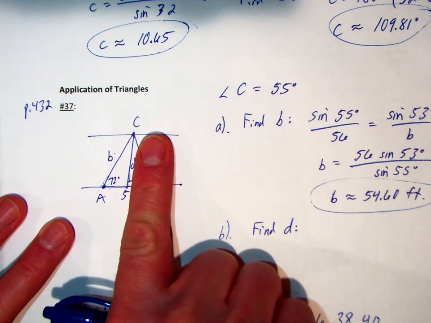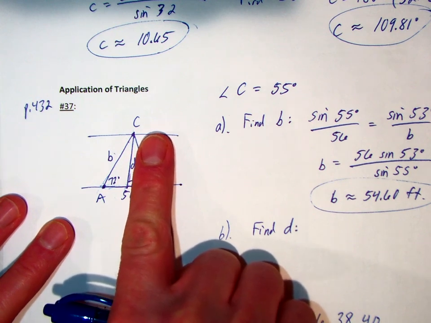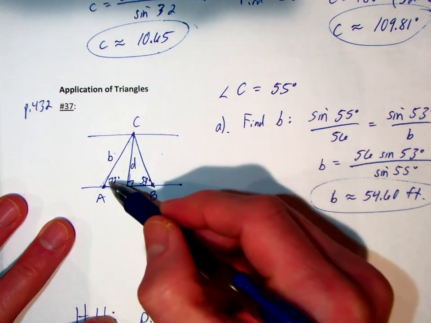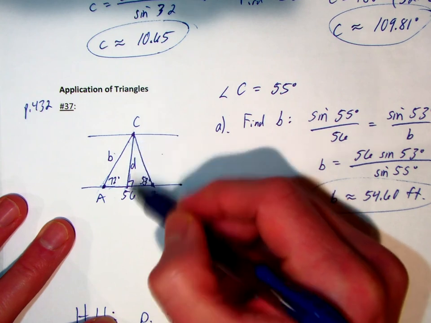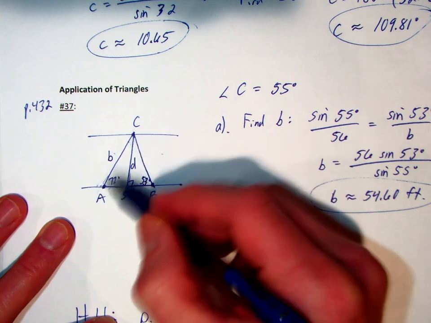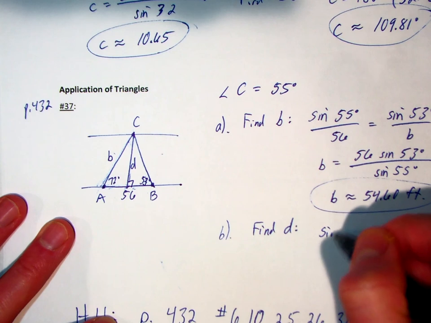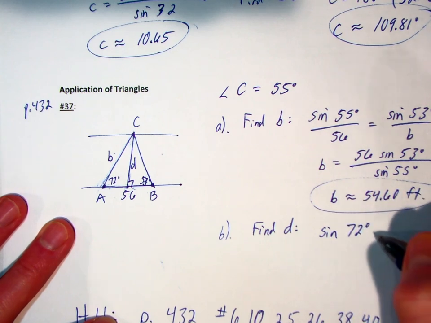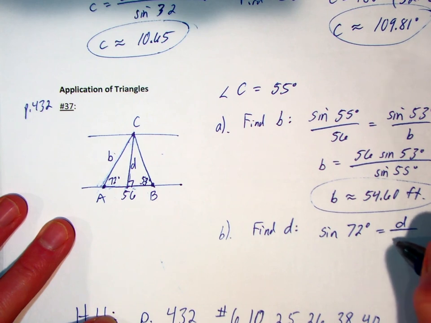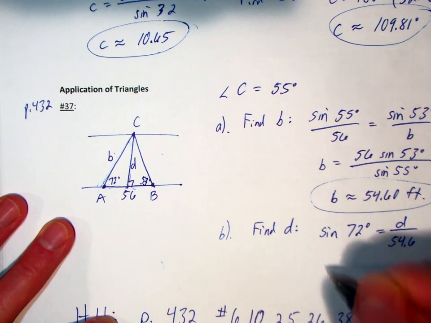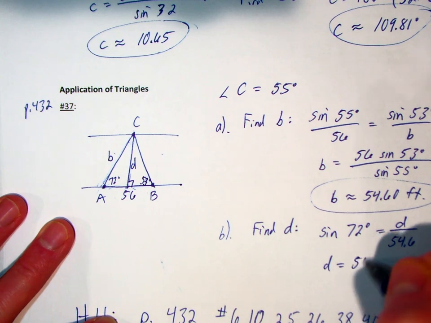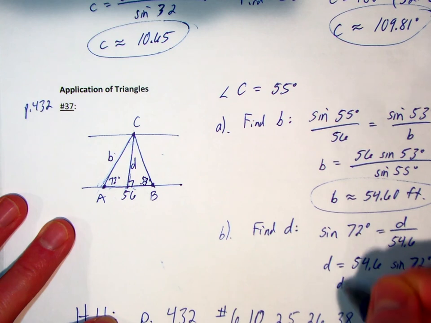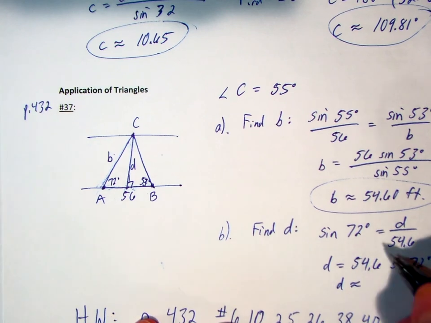Now, you could use law of sines, with one of the angles being 90 degrees, or you can just set up your SOHCAHTOA, right? You want to find, 72, okay? You want to find the opposite, and the hypotenuse. So just set up a regular trig ratio. Sine of 72 is opposite over hypotenuse, and then solve for D. Multiply, D is going to be 50.6 sine of 72 degrees. And you get approximately 51.93 feet.